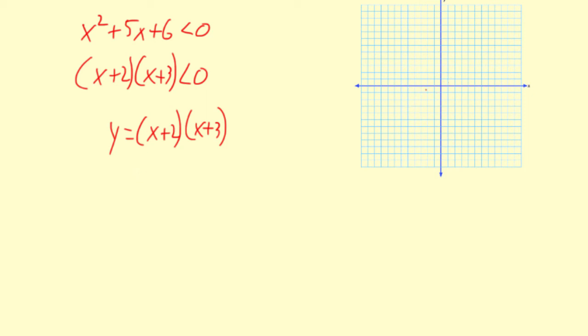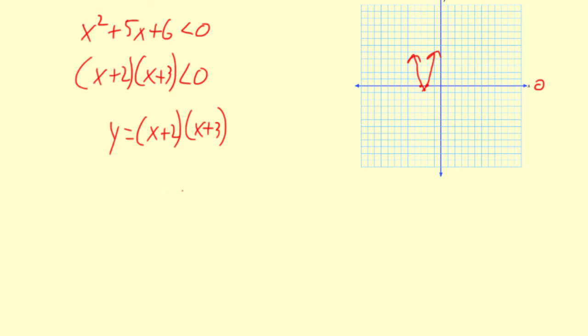So let me plot the zeros. There's one at negative 2 and one at negative 3. And the parabola opens up. I'm just doing a very rough sketch here. That's all that's needed. So the question is, when is this parabola less than 0? And 0 meaning y equals 0. So that's where the parabola is below the x-axis. And that's between negative 3 and negative 2.